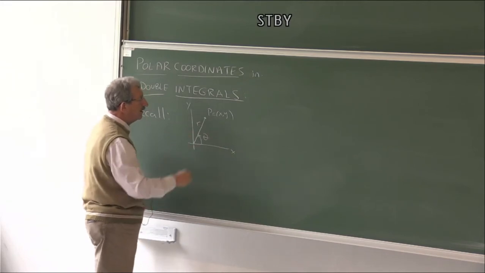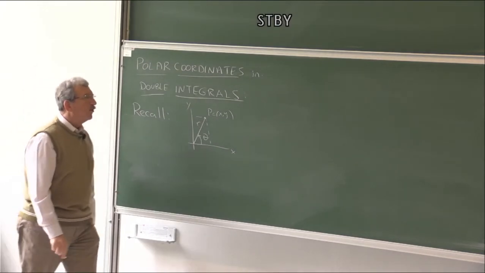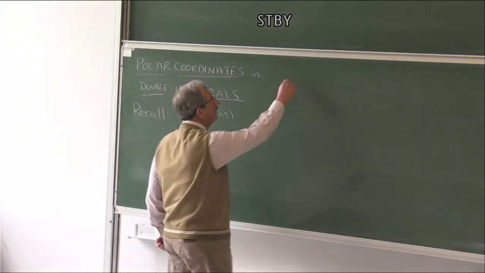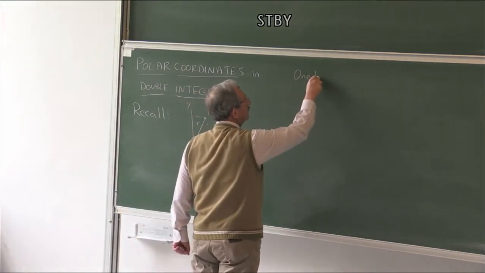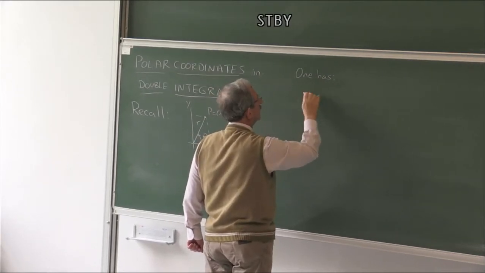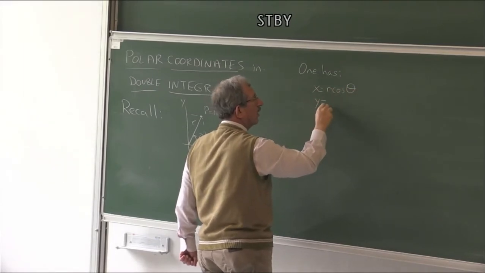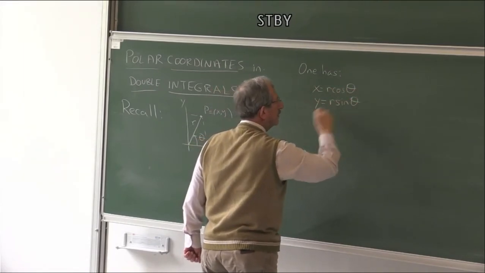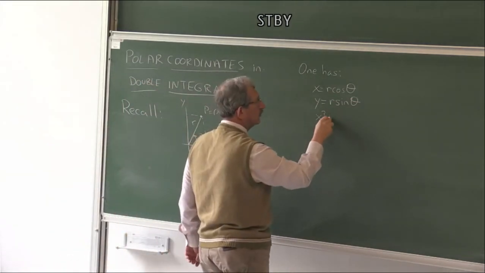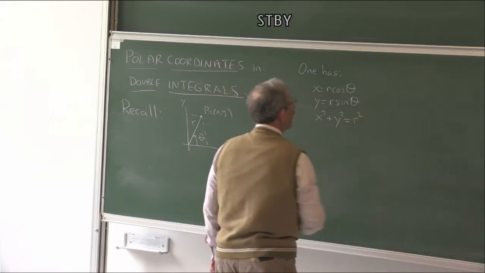was shown by theta, and of course by the right triangles that we form here, we immediately see the conversion formula. Namely, one had that x was r cosine theta, y was r sine theta, and of course by the Pythagorean theorem, the sum of the squares was r squared.